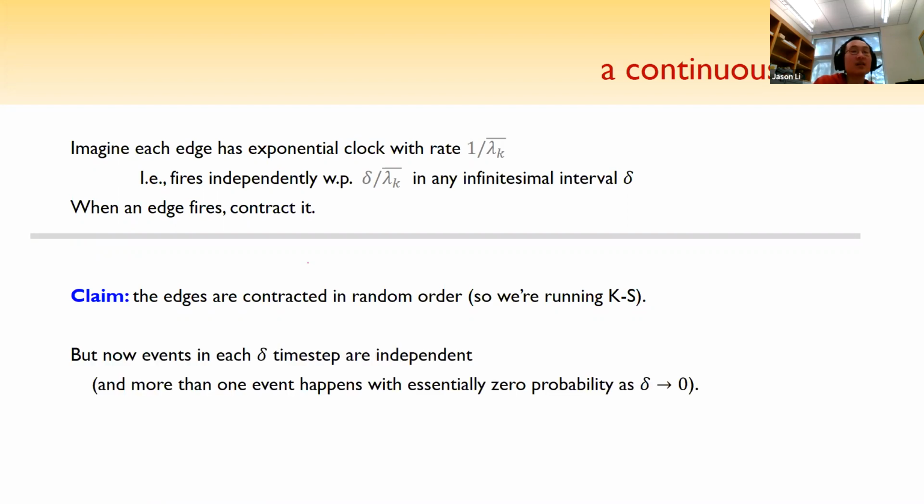But the power that this continuous view gives us is that we can treat each edge as independent of all the other edges. This was not the case in the original Karger-Stein algorithm, because we choose exactly one edge, so these events are dependent on which edge we choose. But now every edge is independent. So we want to analyze each edge independently from the others.